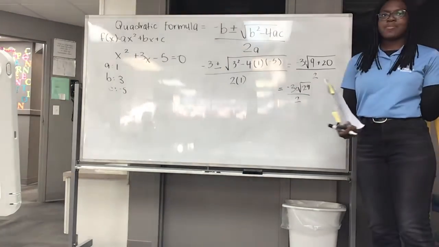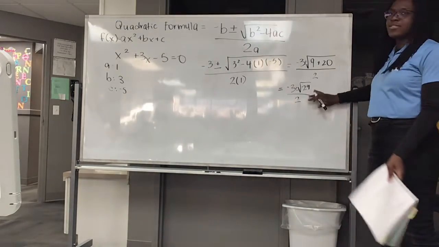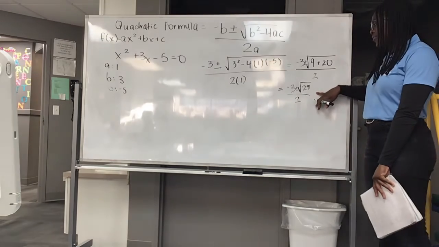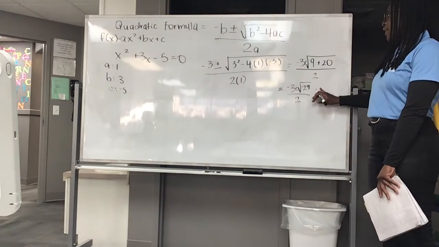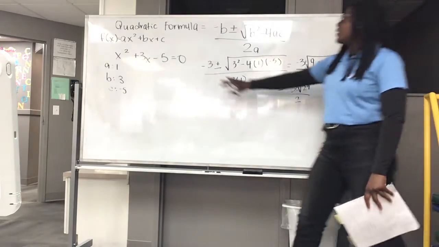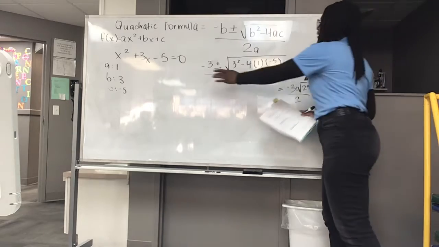If I were to type that in my calculator, you get a number that has all these decimals and stuff. So it's easier to just leave it like this. Negative 3 plus or minus the square root of 29 over 2. So that's the solution to this.